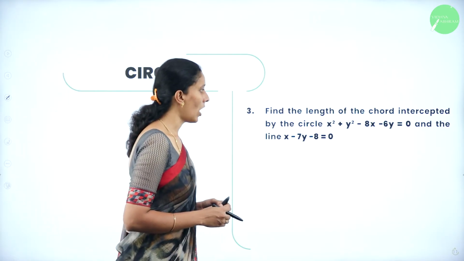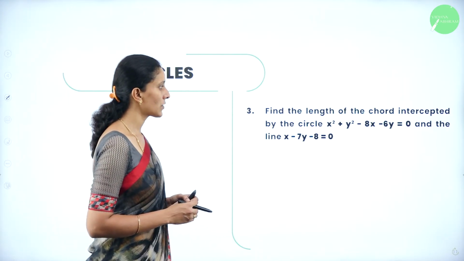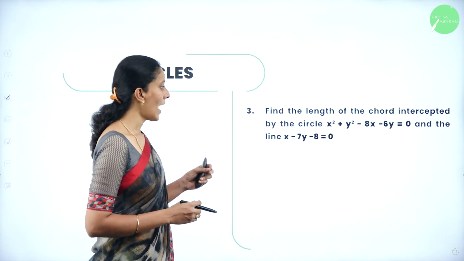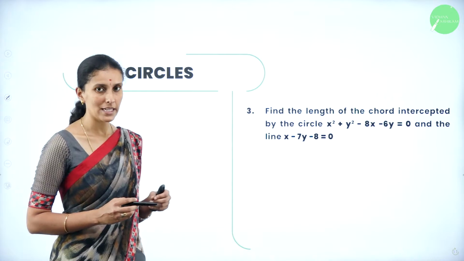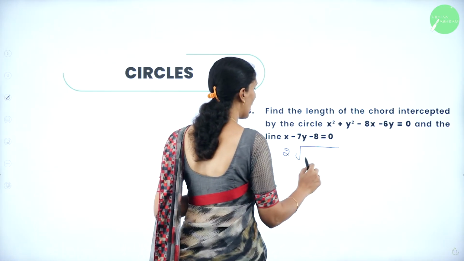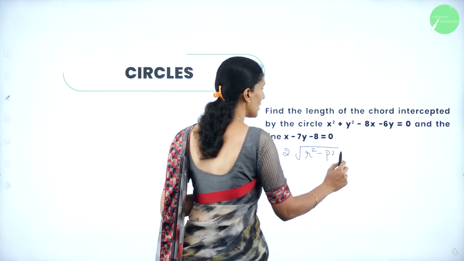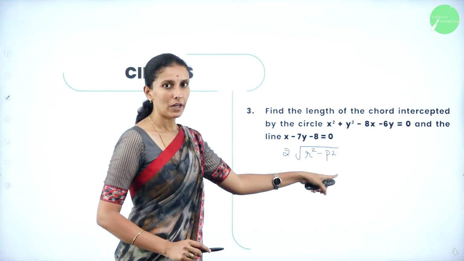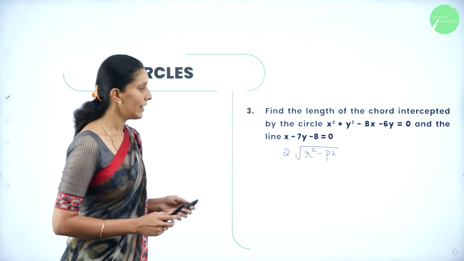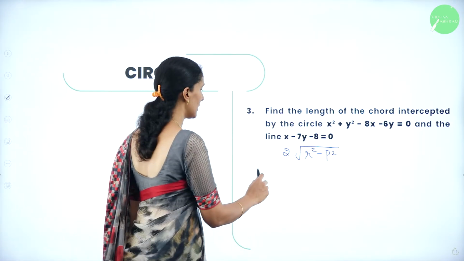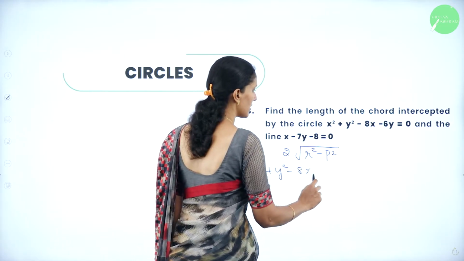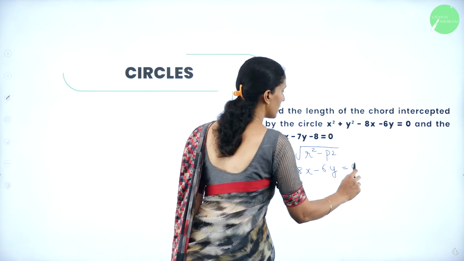Find the length of the chord intercepted by the circle x square plus y square minus 8x minus 6y is equal to 0 and the line x minus 7y minus 8 is equal to 0. Actually, the equation is 2 square root of r square minus p square. First, we need to find out r, then we'll find out p, then we can find the length of the chord. So for that, consider the equation of the circle, that is x square plus y square minus 8x minus 6y is equal to 0.